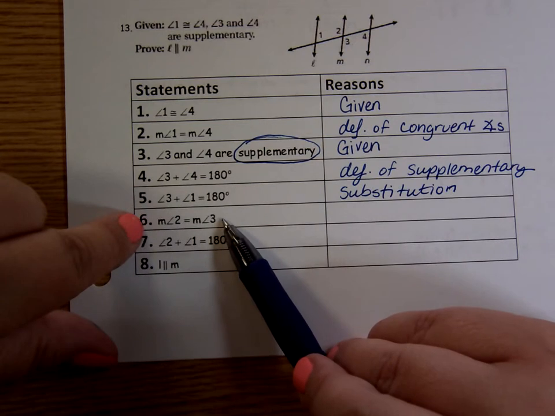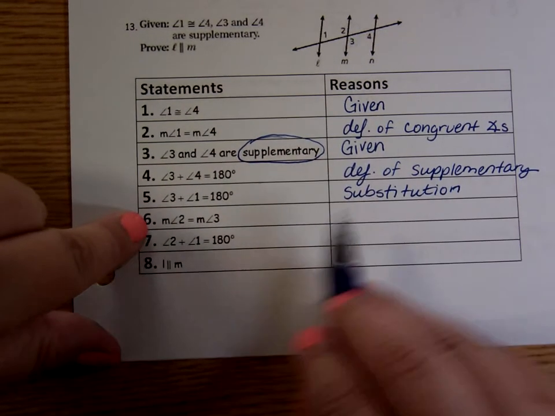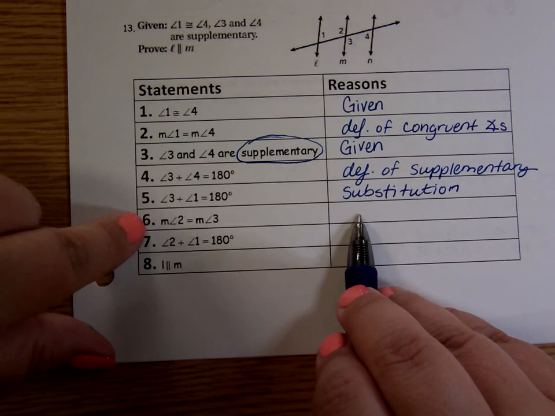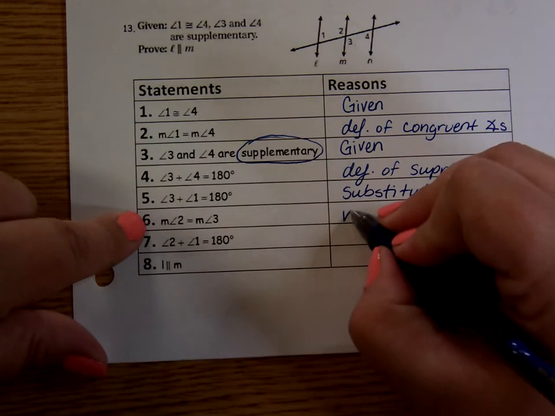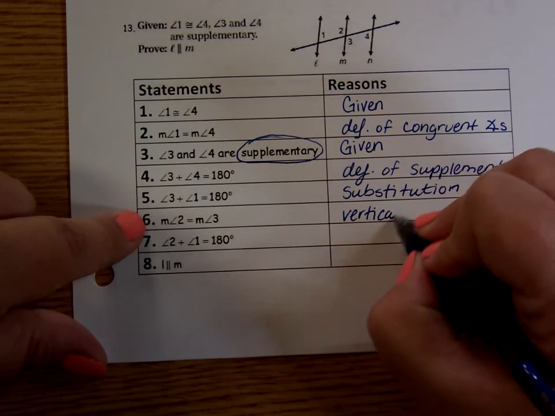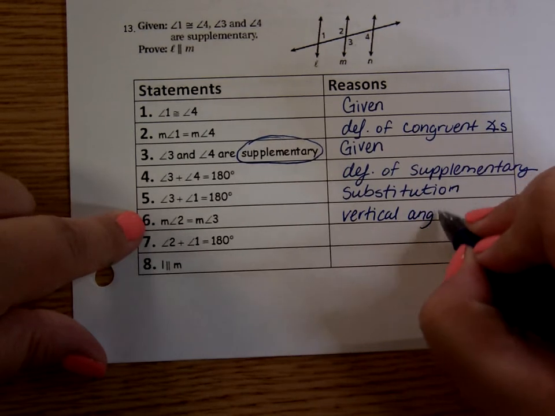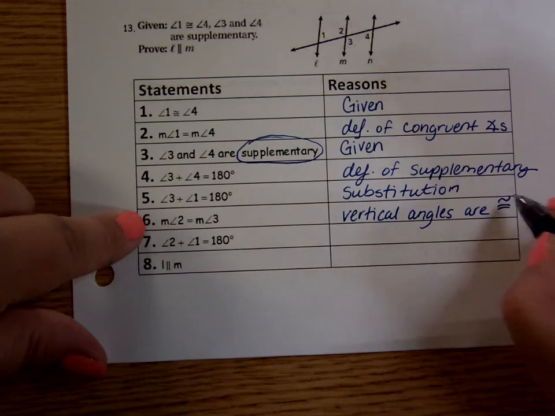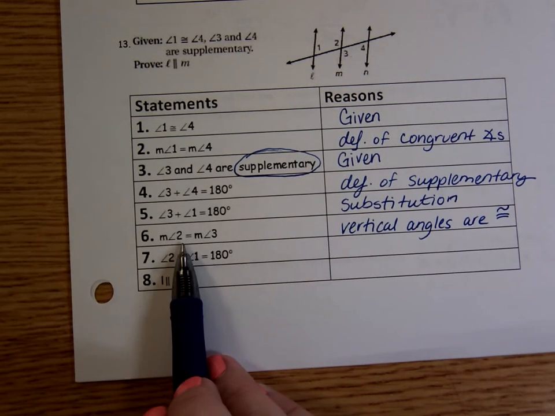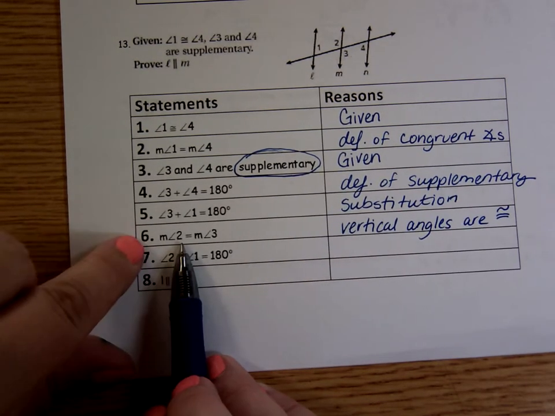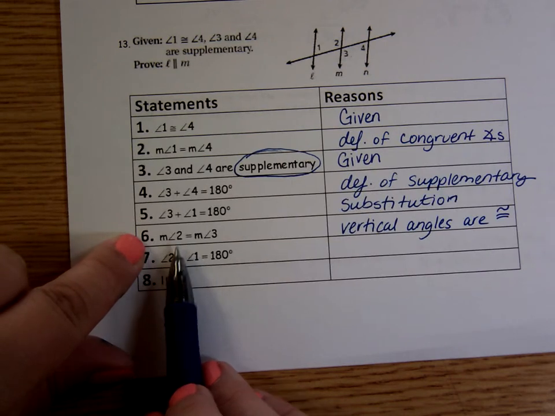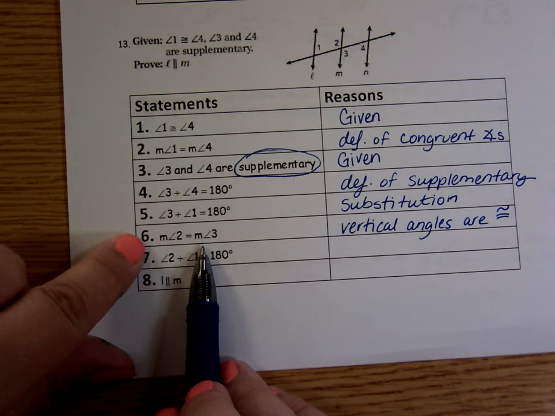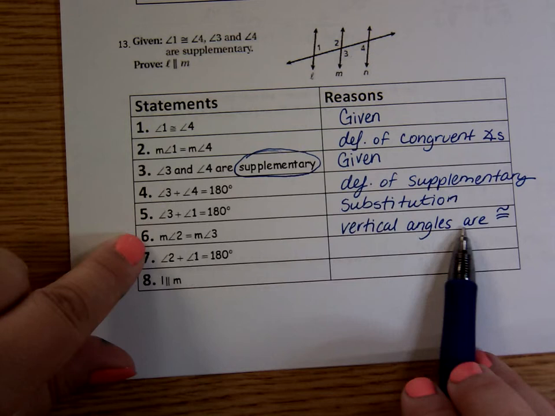You can say vertical angle theorem here, or you can say what the vertical angle theorem says, which is that vertical angles are congruent. Really, the theorem says they're congruent. This says they have equal measures. That could have been another step in here. We could have said 2 is congruent to 3 first and then changed it to measures are equal, but they went ahead and just went all the way with it. Vertical angles are congruent, or you could say vertical angles have equal measure.